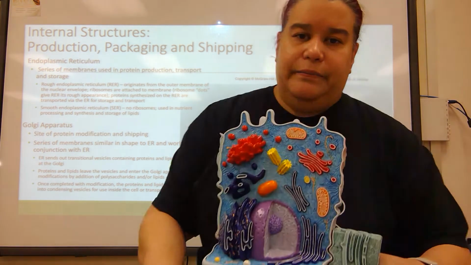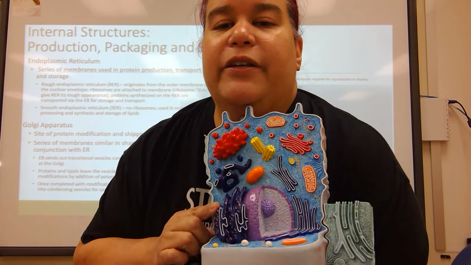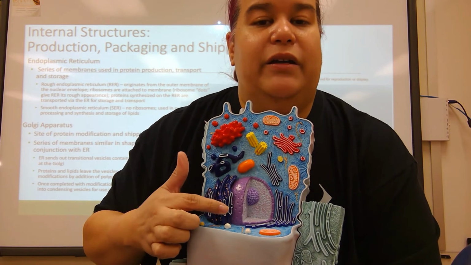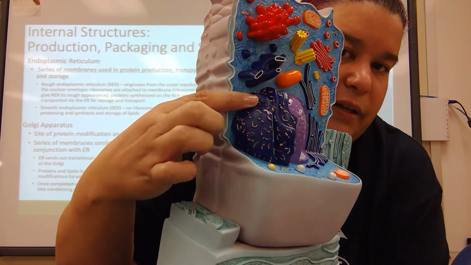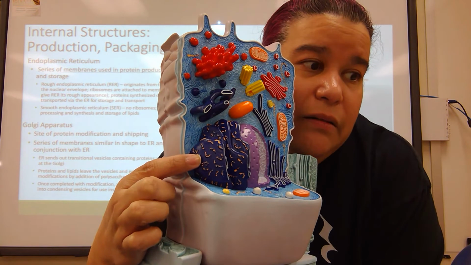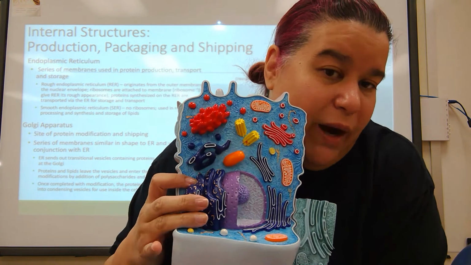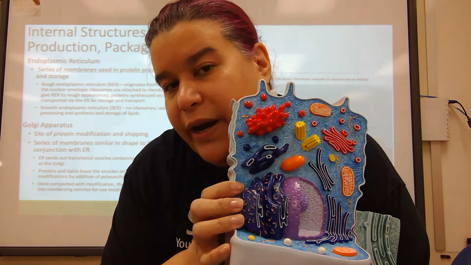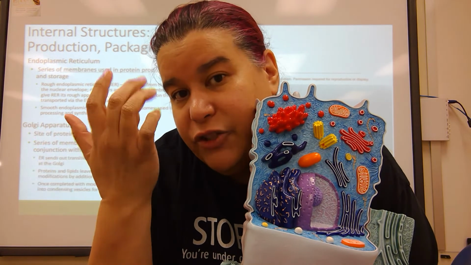So in this cell, we have the rough endoplasmic reticulum. You can see that it is membranes that are stacked on each other, kind of like pancakes. But you can also see that it is covered in ribosomes. Usually, at least everything that I've seen, the rough endoplasmic reticulum is always right next door to our nucleus. This is where we are going to make proteins, package them, and then ship them to wherever they need to go.